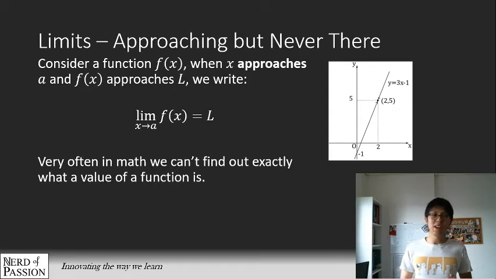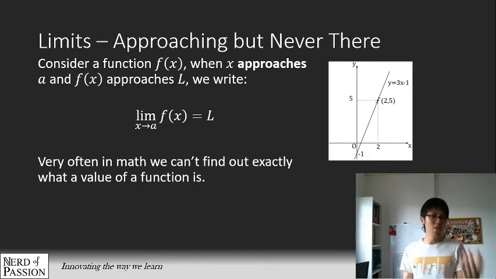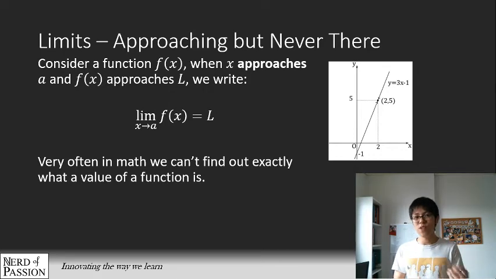Now this might seem weird to you: why do we want to let x approach a number rather than letting x exactly be the number? The reason is that very often in math we don't exactly know the value of the function at that point. Very often it can be undefined, for example 1 over x, because at 0 the function is undefined. So instead we can find the limit, so that we can see roughly how it approaches, and then describe the behavior of the function.